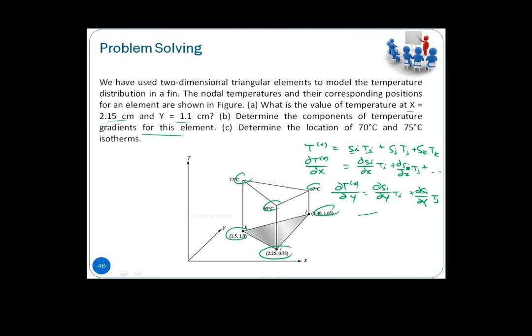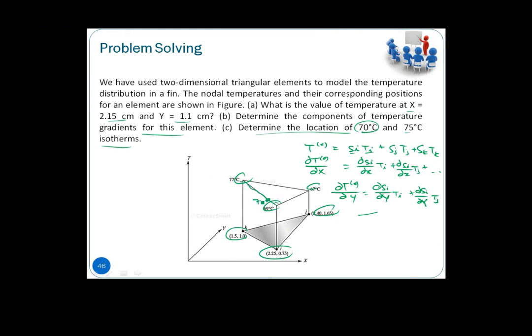The third one is to determine the locations of isotherms for 70 and 75 degrees. Because this is linear, if you are getting 70 degrees, we can make use of the one-dimensional linear shape functions to determine that. So here, from 69 to 77, we have one point along this line.